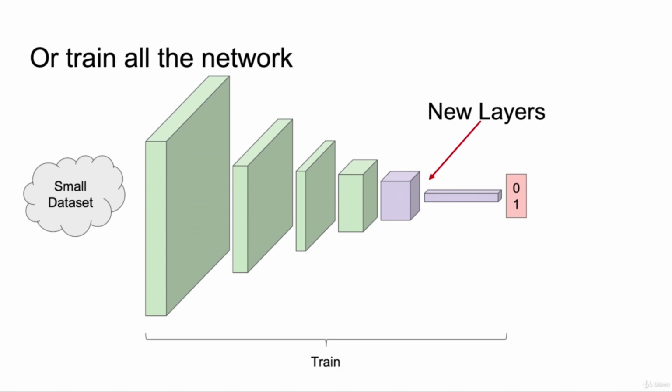Another possible solution is to train the whole network, not just the new layers. It depends on the problem, of course, and on the amount of data that you have in your training set. That is all for transfer learning. Let's look at how we can use it in practice. Thank you for watching and see you in the next video.